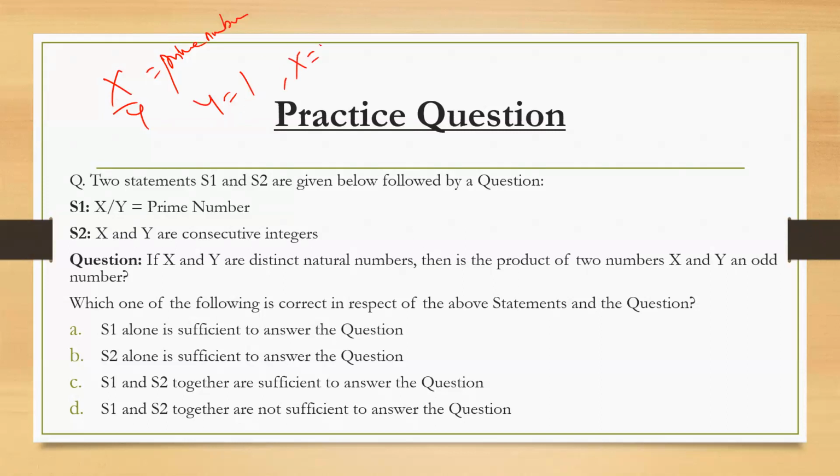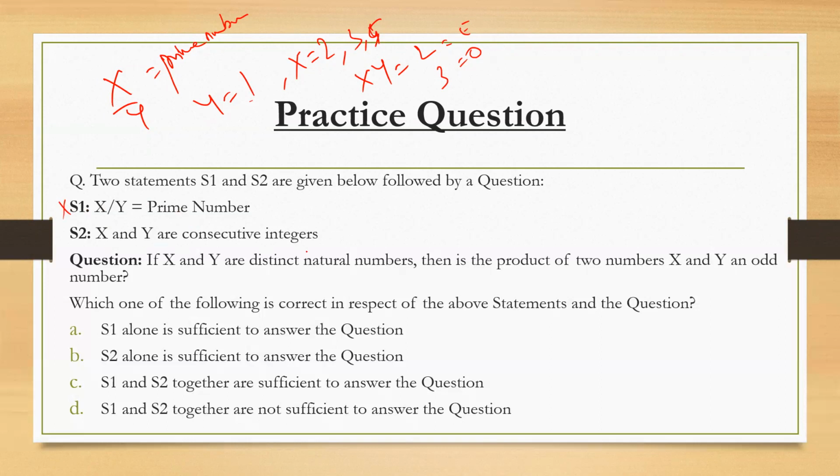So let's say X is 2, X is 3, 4, no, sorry, 5. So these are multiple possibilities. So what will happen to XY? XY is again 2, XY is 3. That means here it is even, this is odd. Therefore, statement 1 alone will not answer my question, because it can be multiple values, right?